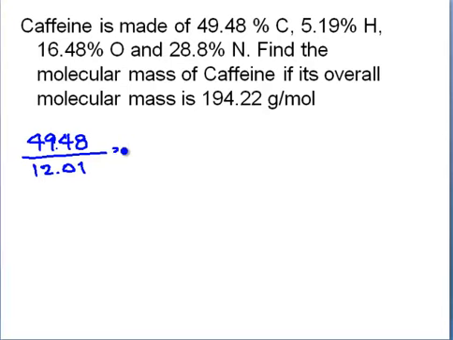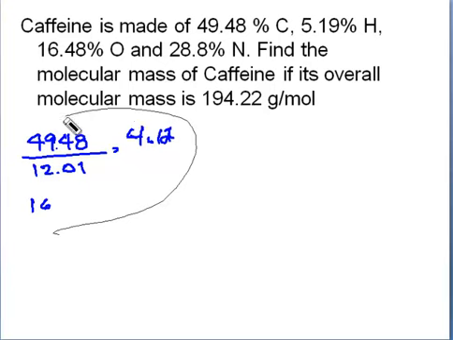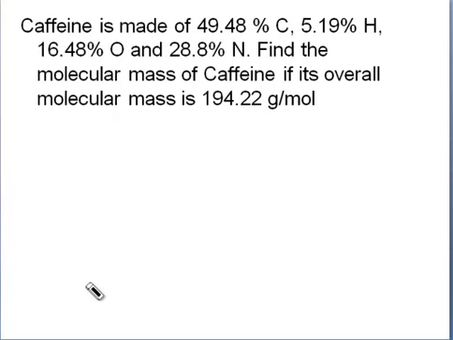So I take 49.48 divided by 12.01, and I get 4.1. So basically I get 4. Whoops. Let's see. 4.11. Actually 4.12. Then I take hydrogen, which is 16. I lied. Okay, let me start this again. This is not working the way I wanted it to.